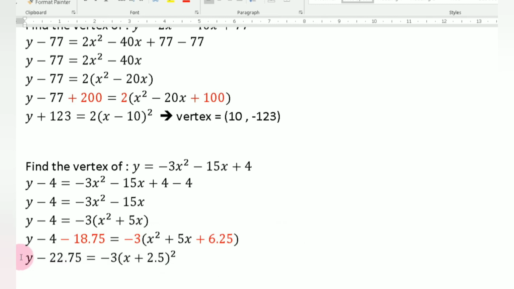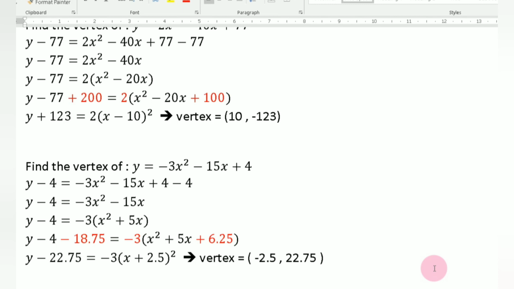So by this vertex form, we can find that the coordinate of the vertex is negative 2.5, comma 22.75. Yeah, that is how you find the vertex by using a conversion into the vertex form. The main thing is you need to know the vertex form and the conversion.